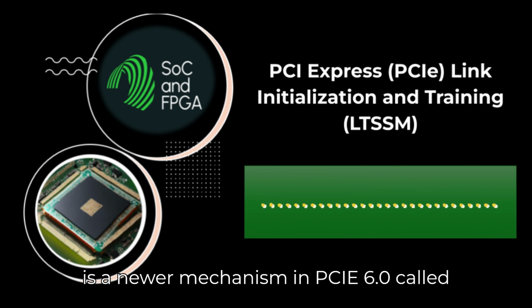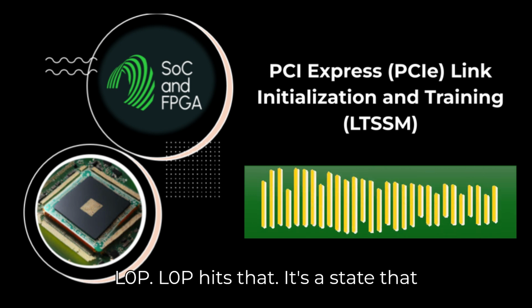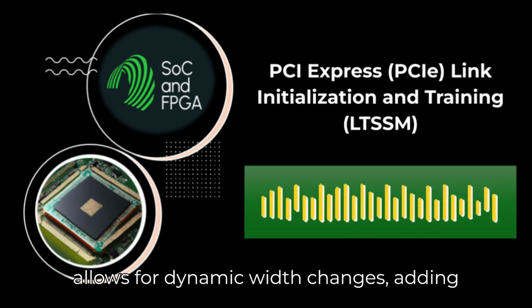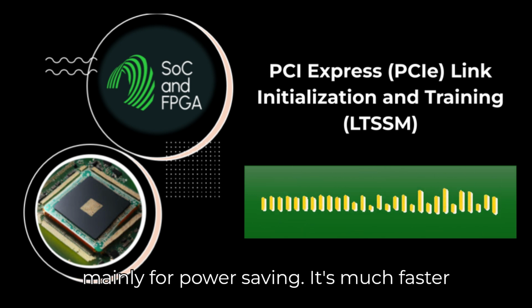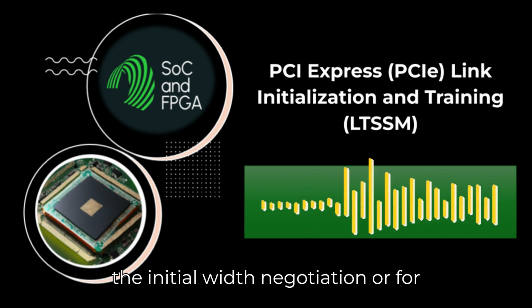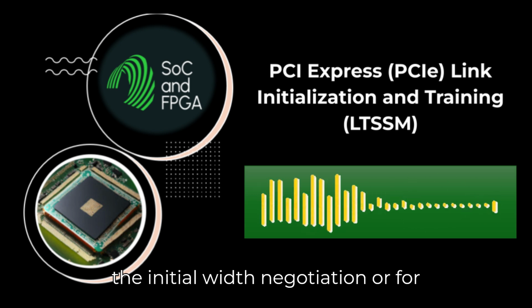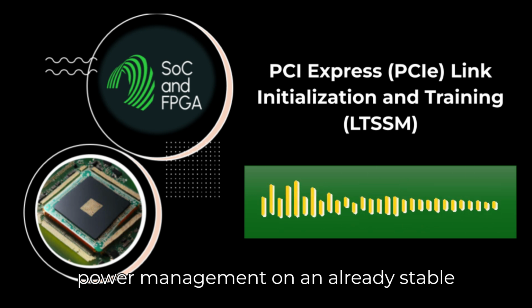Now, there is a newer mechanism in PCIe 6.0 called L0p. L0p, what's that? It's a state that allows for dynamic width changes, adding or removing lanes directly within L0, mainly for power saving. It's much faster than a full retrain. But L0p isn't for the initial width negotiation or for recovery from major errors needing a full renegotiation. It's more about agile power management on an already stable link.